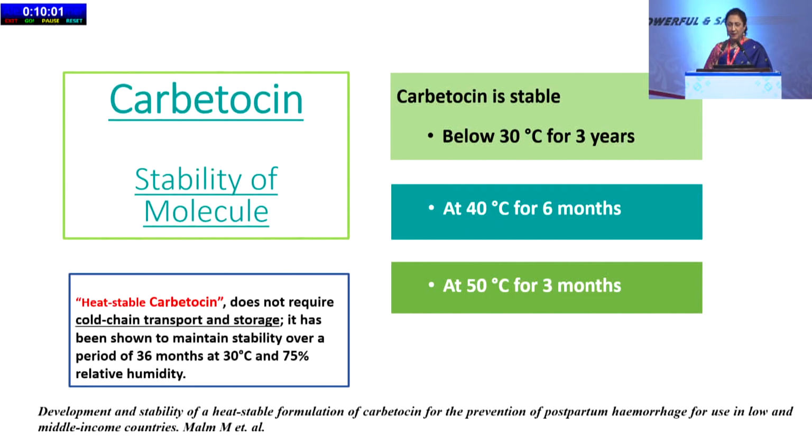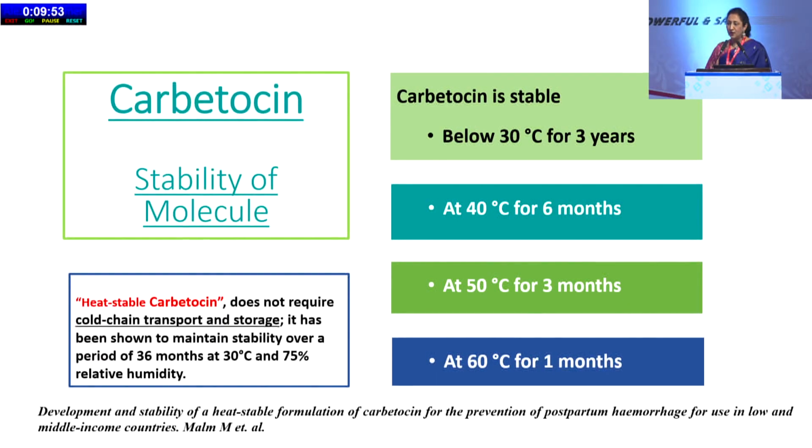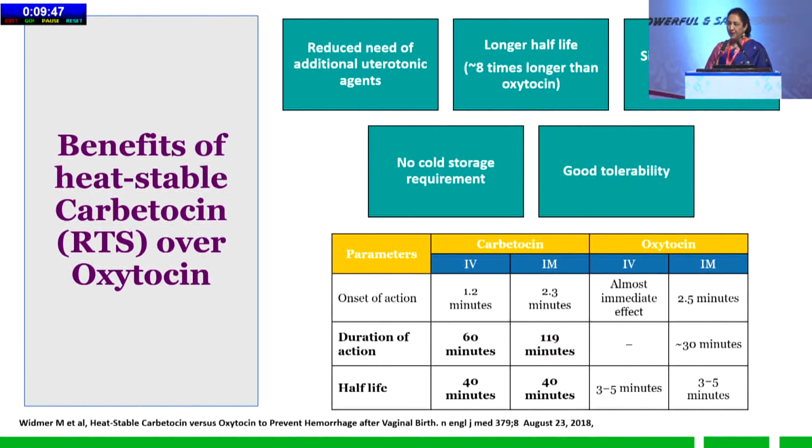Looking at the stability of carbetocin: below 30 degrees it is stable for 3 years, at 40 degrees centigrade for 6 months, at 50 degrees for 3 months, and at 60 degrees centigrade for 1 month. And that's the stability of this molecule. So there was a reduced need for uterotonic agents, a longer half-life, no cold storage, and good tolerability.